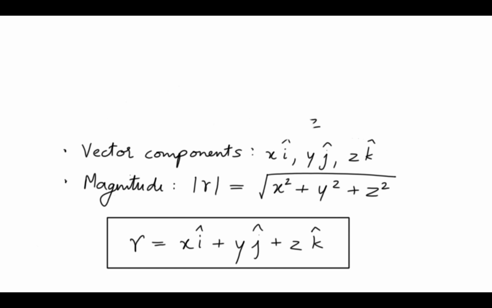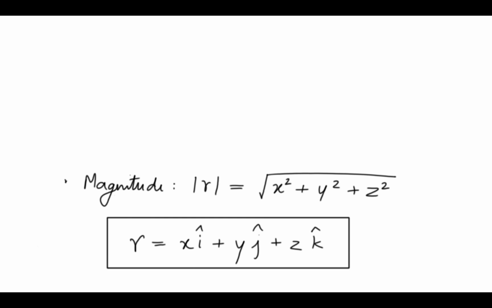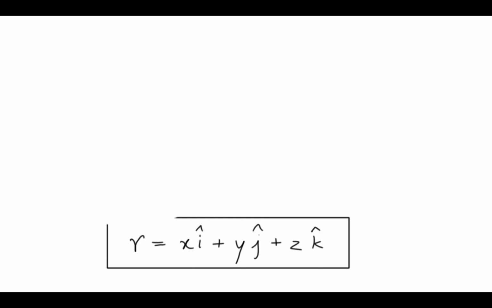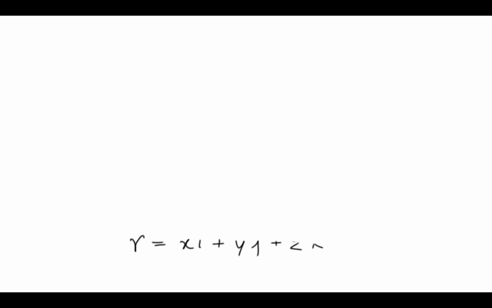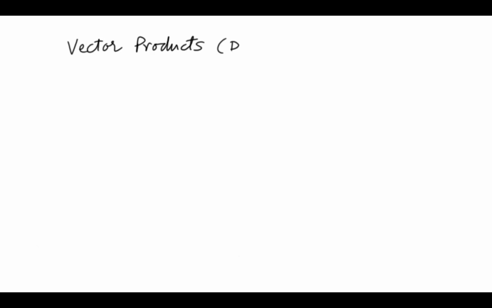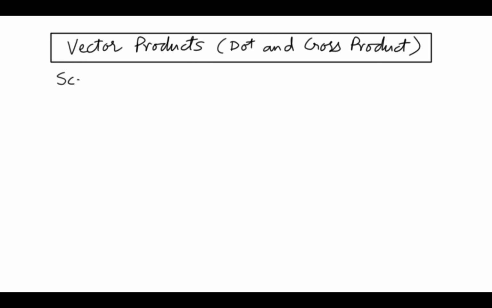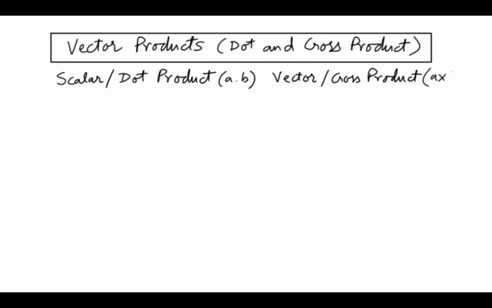Finally, let's explore how we multiply two vectors together. Unlike normal numbers, vectors can be multiplied in two completely different ways depending on what output you need. The first is the scalar product or dot product, written as A dot B. The formula is magnitude of A multiplied by magnitude of B multiplied by cos theta, and it outputs a pure scalar number.